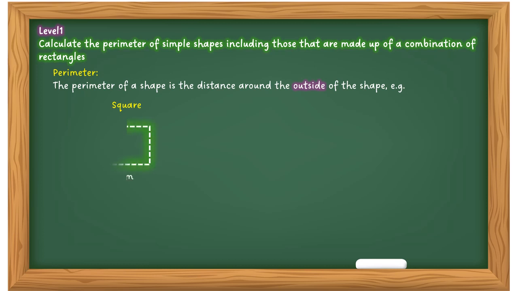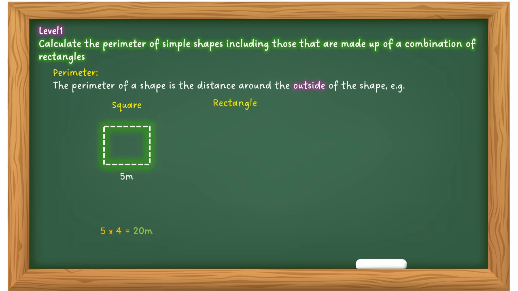So let's look at a square. You can see here that if it's a square, then all sides must be 5. So you just simply add up all the sides and you will see that 5 times 4 is 20. Just remember, it's the distance around the outside of the shape.